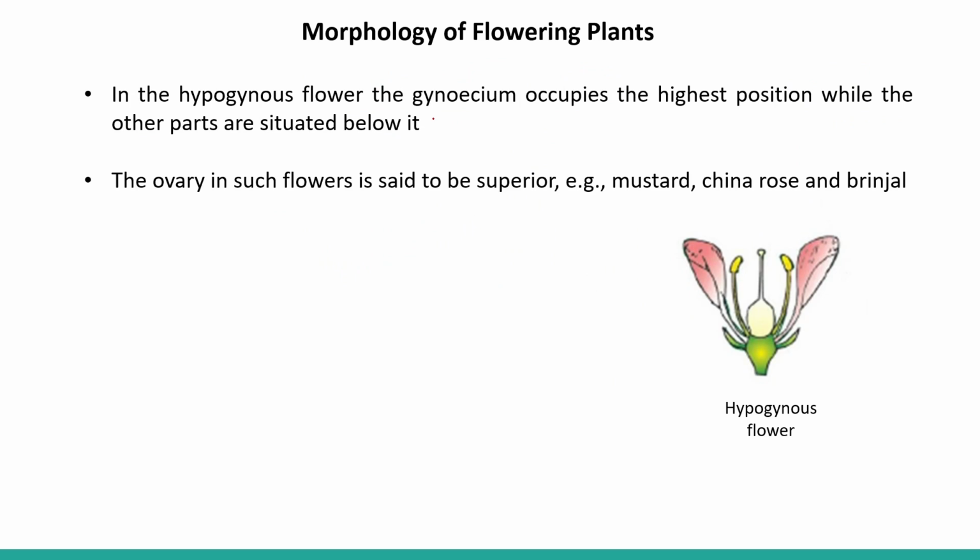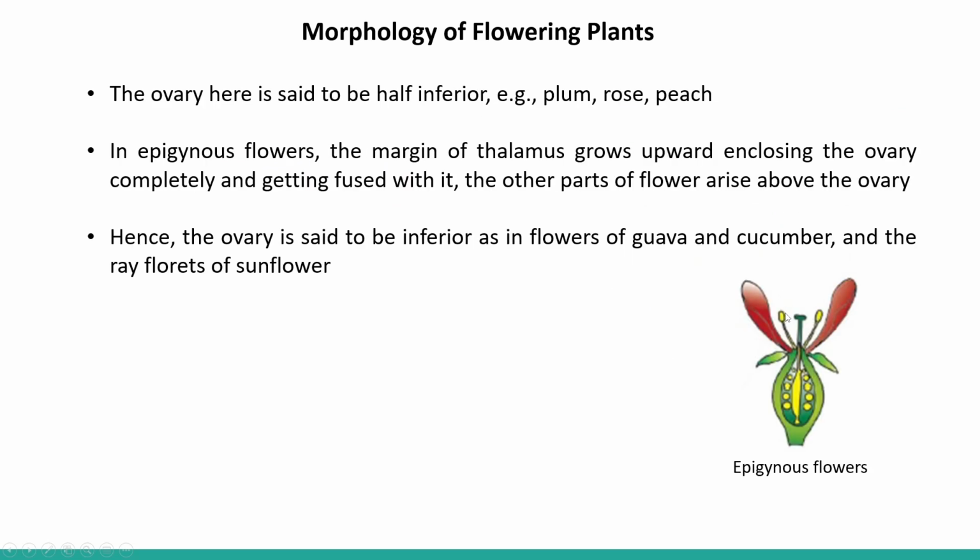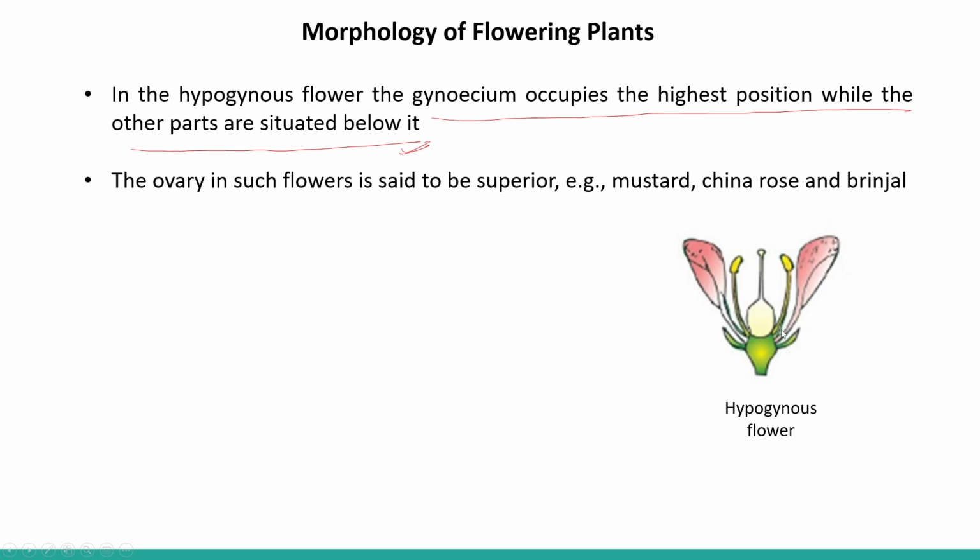In a hypogynous flower, the gynoecium occupies the highest position while the other parts are situated below it. So here you can see the gynoecium. This is the position of the gynoecium, right? And the anther is present below it. This carpel is present below it. This calyx is present below it.